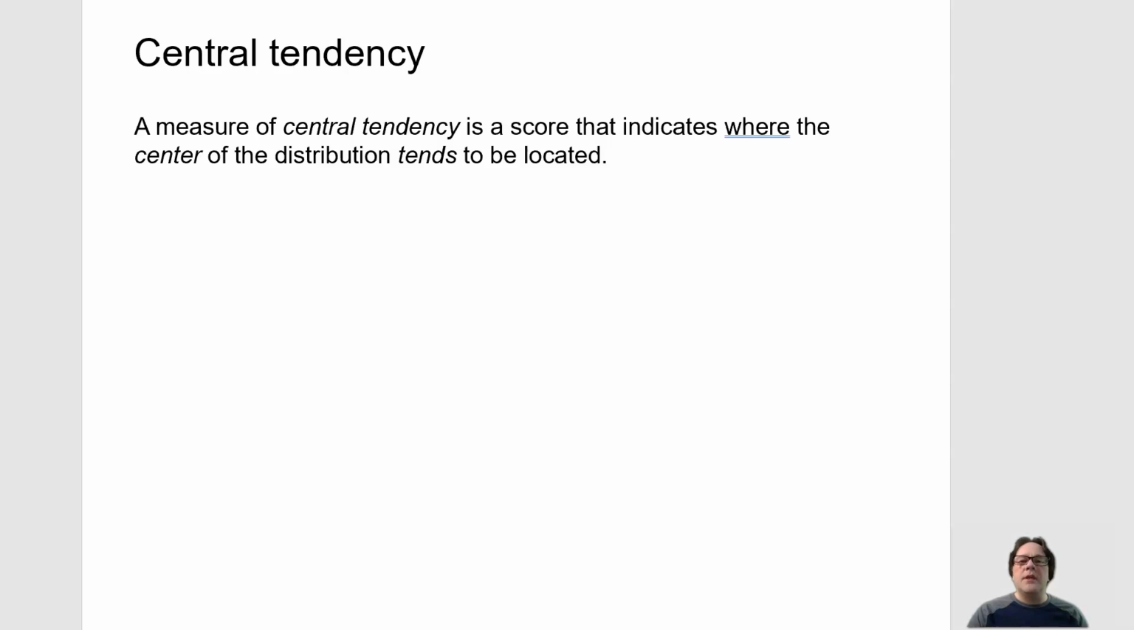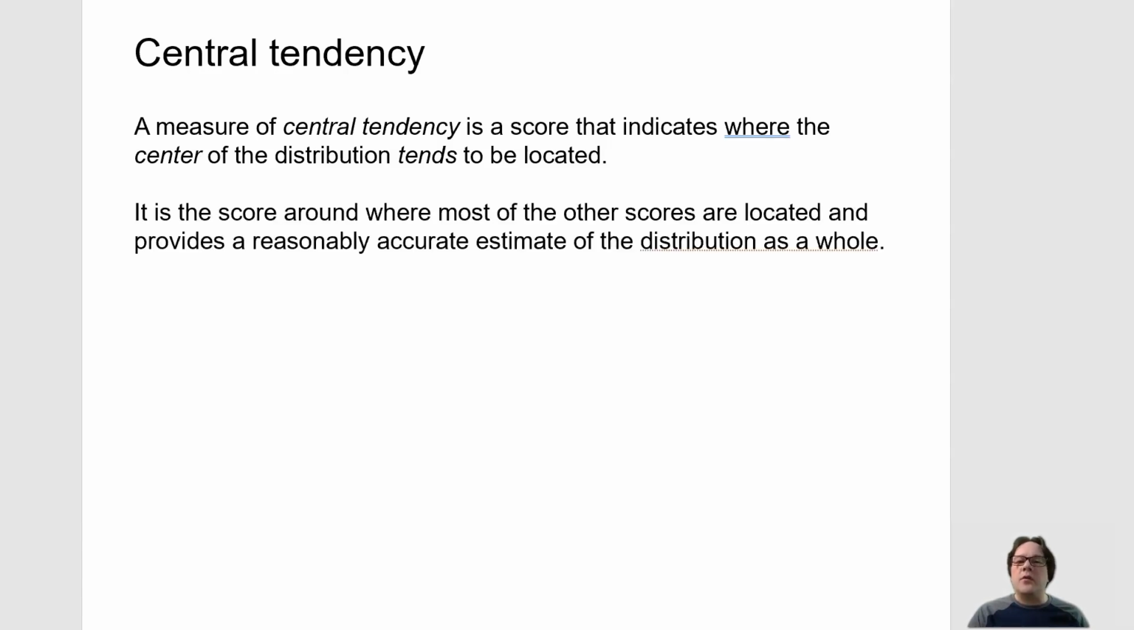A measure of central tendency is a score that indicates where the center of a distribution tends to be located. This is where the tendency comes from, and the central part of central tendency. So it is a score around which most of the other scores are going to be located, and it will provide a reasonably accurate estimate of the distribution as a whole.